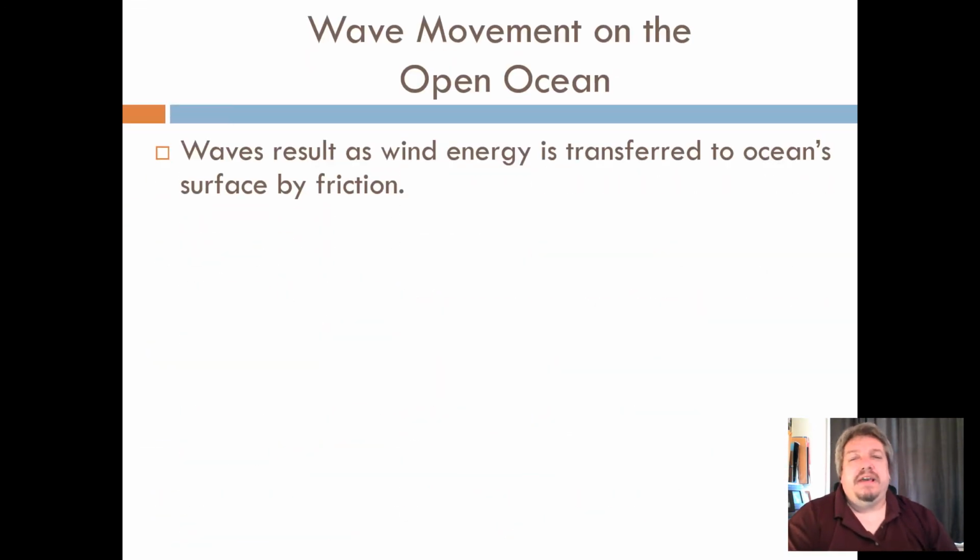The next big thing that affects beaches and coasts are waves. Waves happen anywhere there's water and there's wind. As the wind moves over the water, the friction basically pushes the water and it transfers the energy of the wind into the waves. So it's wind force and friction.